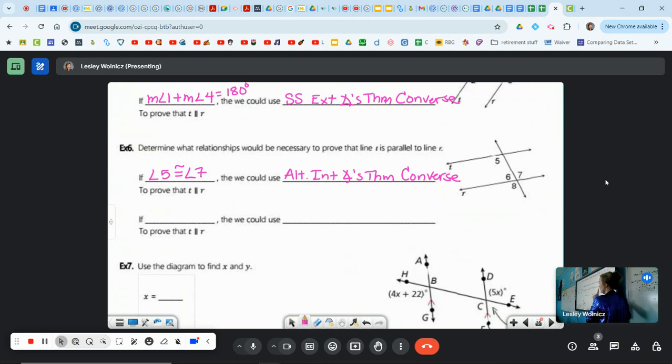Okay, what about 5 and 6? Could we use 5 and 6? Yeah. Wait, how are we going back? Okay. If we know that these lines are parallel, then I can make all those assumptions about the angles. I know that 5 and 6 are supplementary. I know that 5 and 7 are congruent. I know that 5 and 8 are congruent because I know those lines are parallel. Okay, that's the regular postulates and theorems, right?